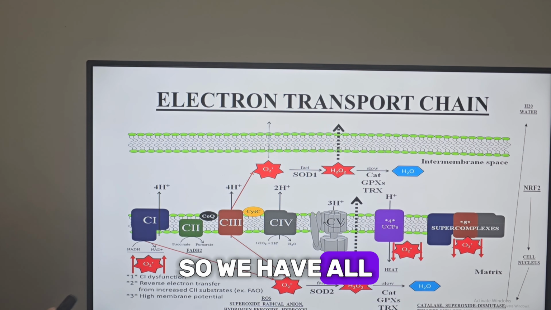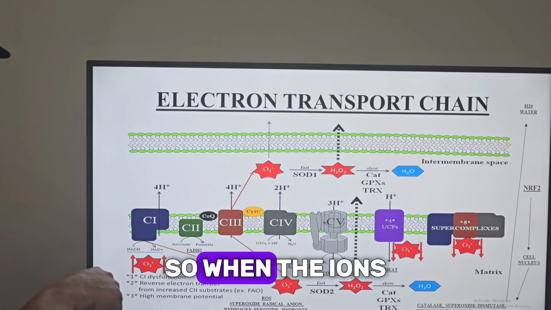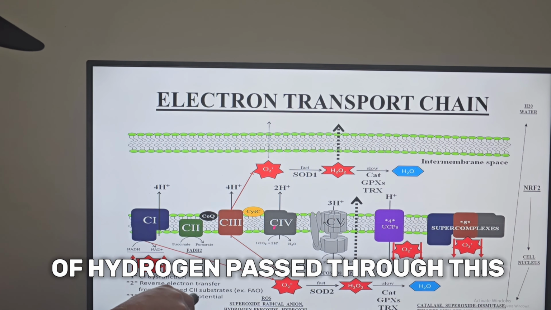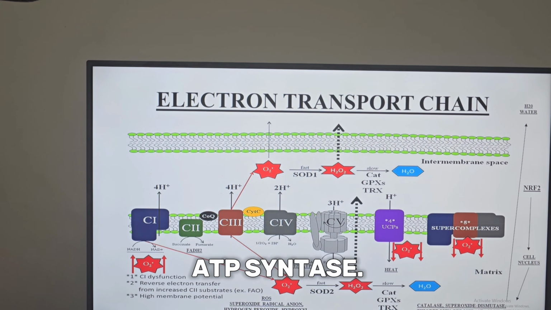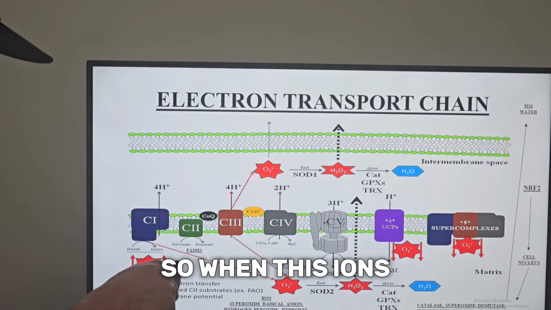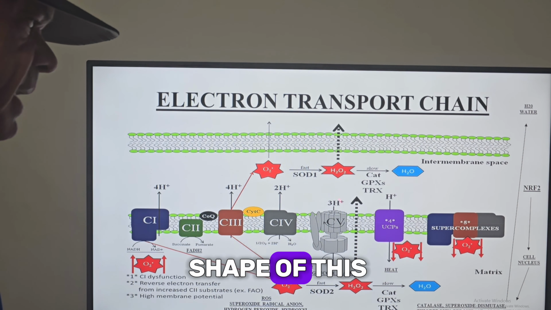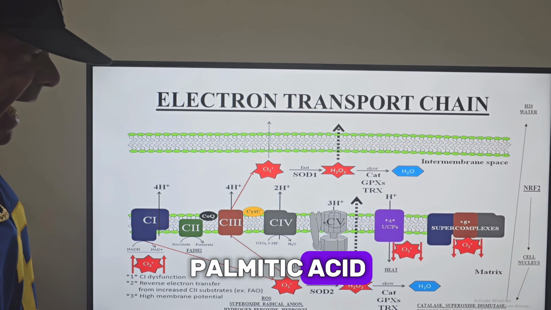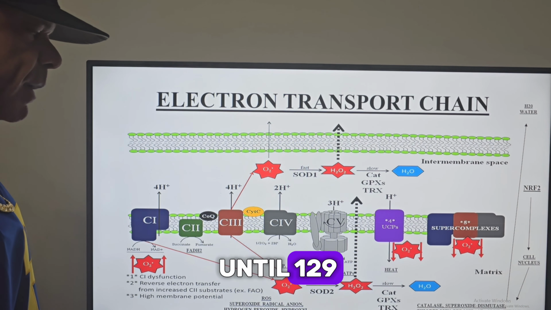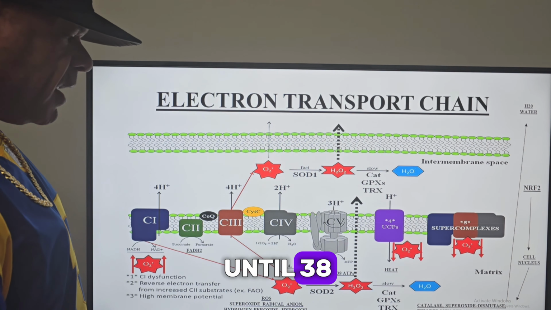So we have all our antioxidant enzymes here. So when the ions of hydrogen pass through these complexes, in the end, they have our famous ATP synthase. So when these ions of hydrogen come through the ATP synthase, as you can see, the shape of this, it spins and it produces ATP. You can produce from palmitic acid, which is fatty acids, up to 129 ATPs, and from glucose up to 38 ATPs.